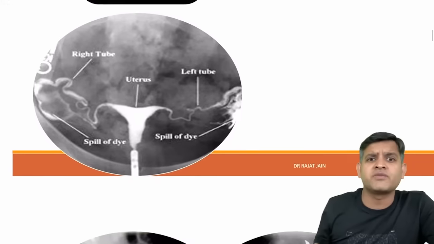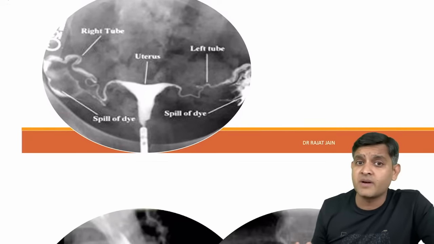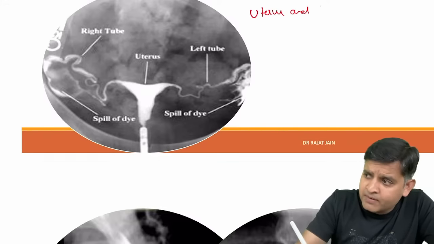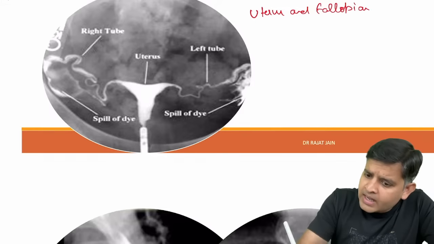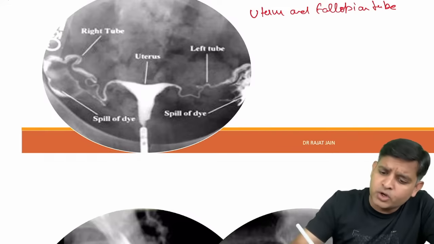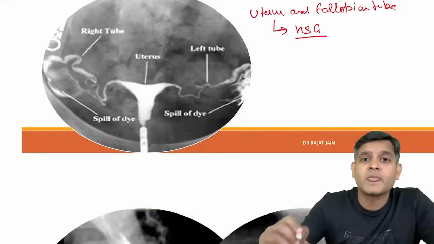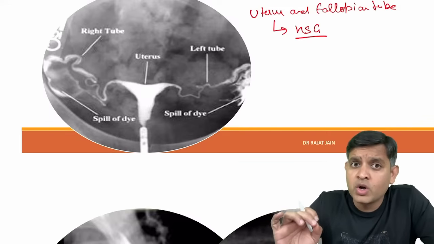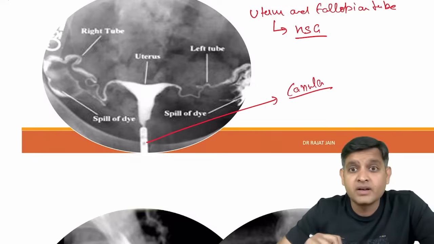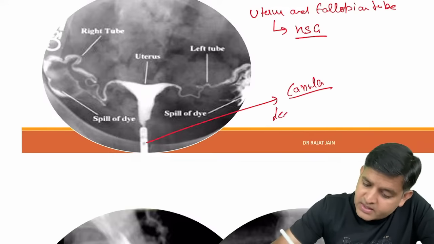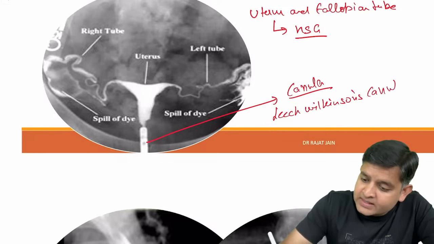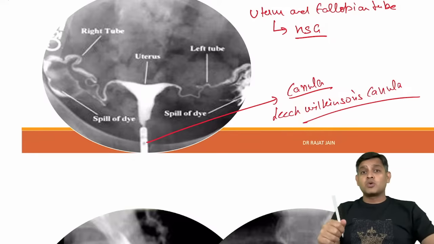Now this is a cakewalk for everybody. What do you see? What is the investigation? Where do we see the dye? The dye is present in the uterus and the fallopian tube. And because the dye is present in the uterus and the fallopian tube, the name of the investigation is HSG, hysterosalpingography. Remember last year's question? What is the name of the cannula used in HSG? Leach-Wilkinson's cannula.